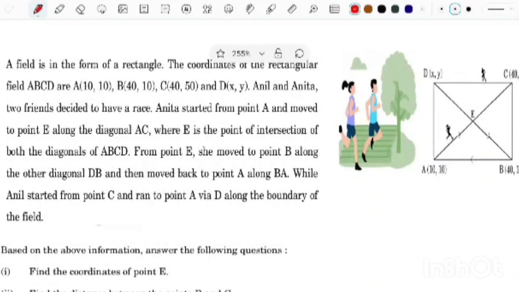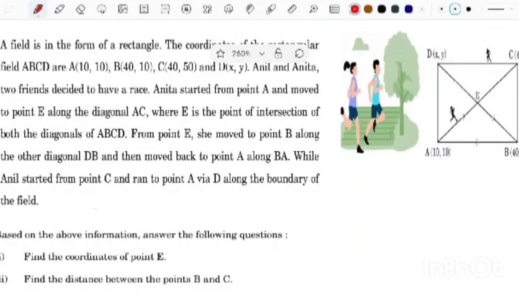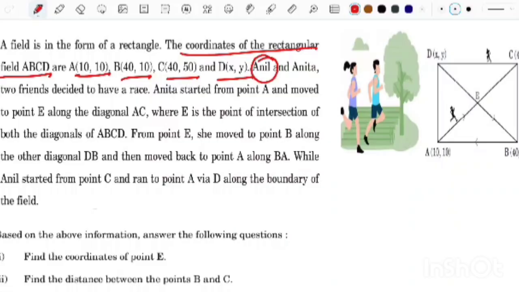Next is the case study. Very important case study. A field is in the form of a rectangle. The coordinates of rectangular field ABCD: A is (10, 10), B is (40, 10), C is (40, 50), D is (x, y). There are two persons, Anil and Anita. They decided to have a race. Anita started from point A and moved to point E.